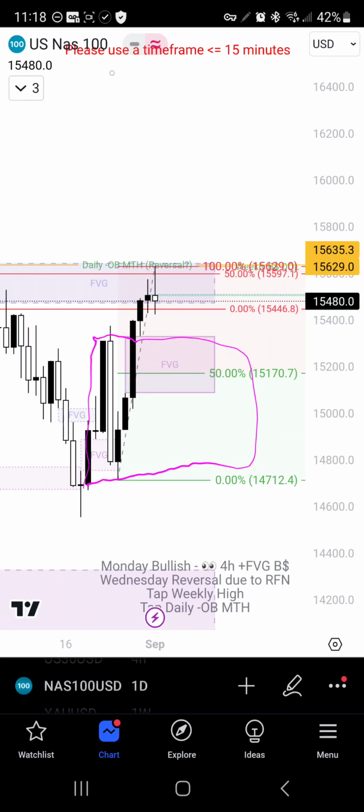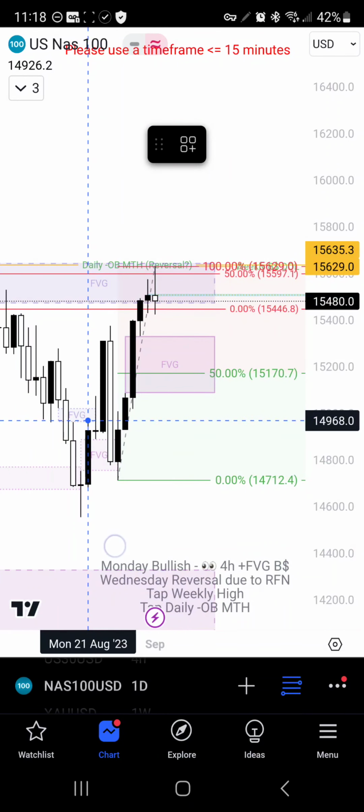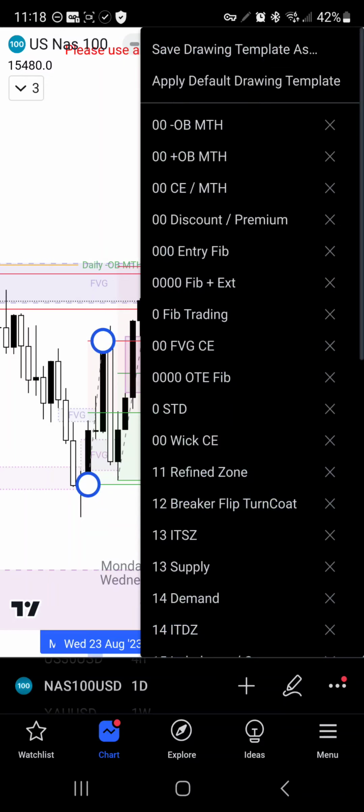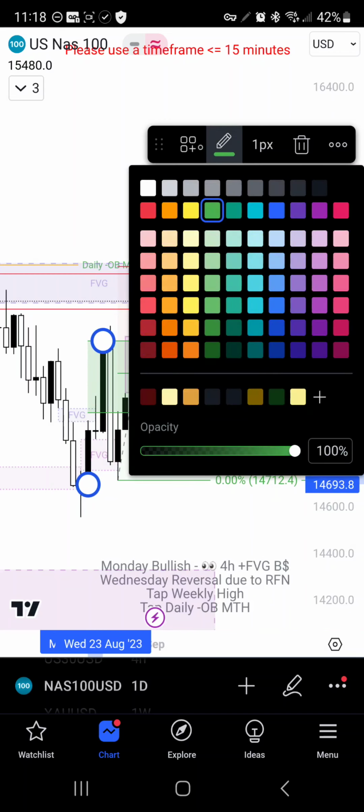Got a breaker right there. Okay. So let's set up our mean threshold. Let's look for the mean threshold of the breaker. It could tap the top of the breaker, but let's go with that. Oh, I never did change that over, did I?